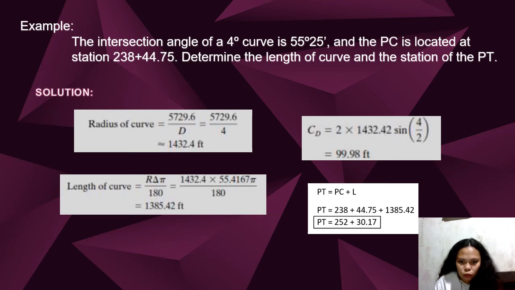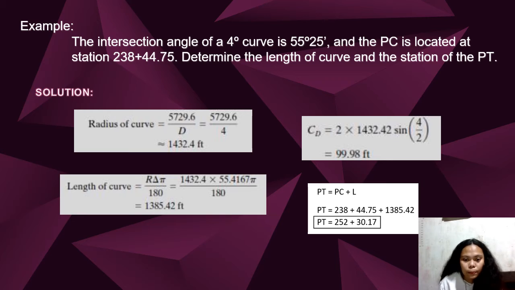Then the LC, katong long chord. So, it is 2 times katong radius of curve, which is 1,432.42, times sine of 55.4167 over 2, then we will get 99.98 feet.